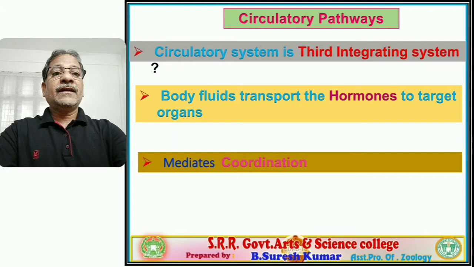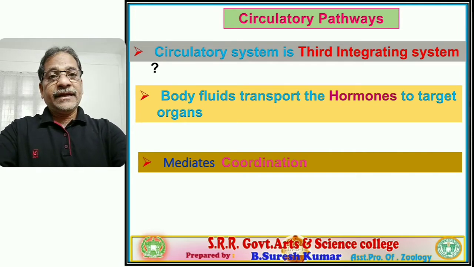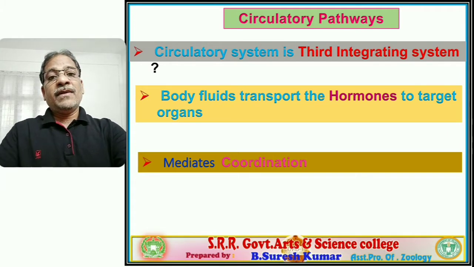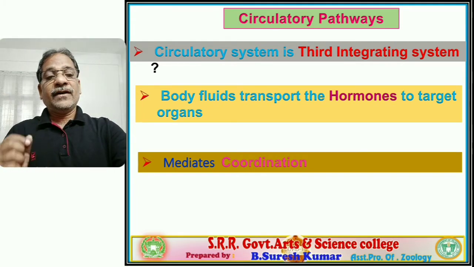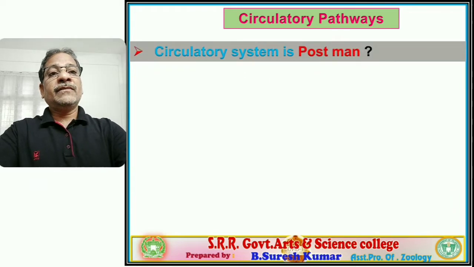Hence the circulatory pathway is also called the third integrating system. The first integrating system is the neural network and the second integrating system is the endocrine system. The blood is also called the third integrating system. Follow? Right.